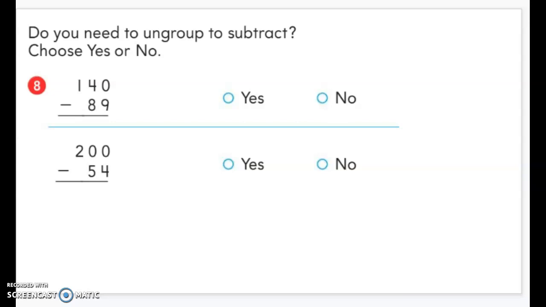All right, number 8. Do you need to ungroup to subtract? Choose yes or no. So you're going to solve these problems. Did you ungroup? If you did, put yes. So you need your answers here. And then yes or no. Hit pause to solve. Hit play to start.